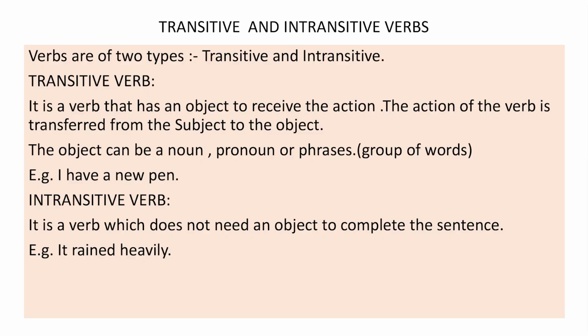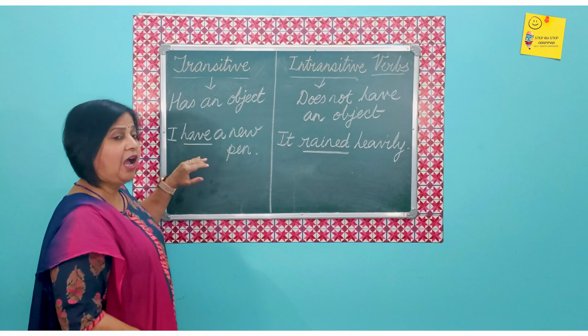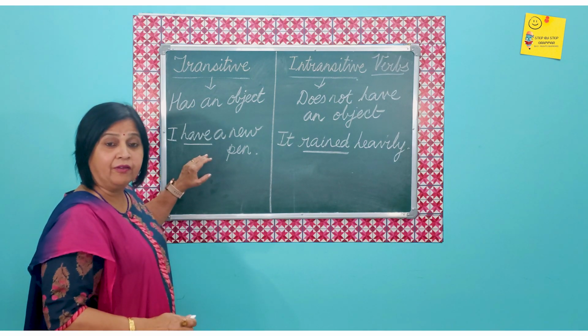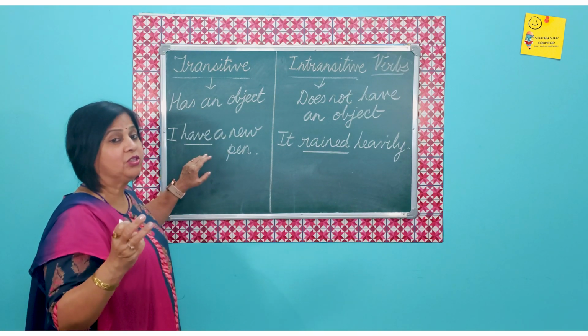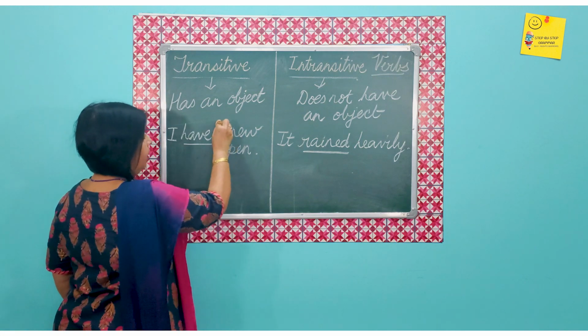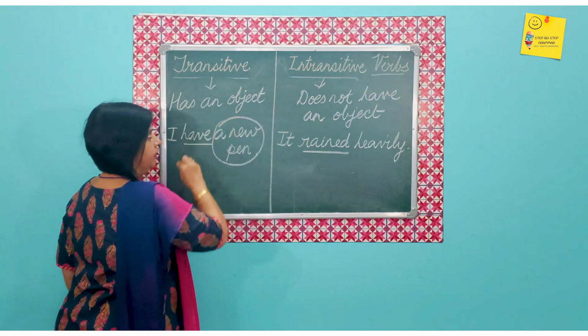Transitive verbs. A transitive verb is a verb that has an object to receive the action. Now, what do we mean by that? For example, let us look at this sentence. I have a new pen. What is the verb? Have. Now, we ask two questions for objects, direct object. We either ask what or we ask whom. So, let's ask the first question to see if we get an answer. Have what? Have a new pen. So this is your direct object.